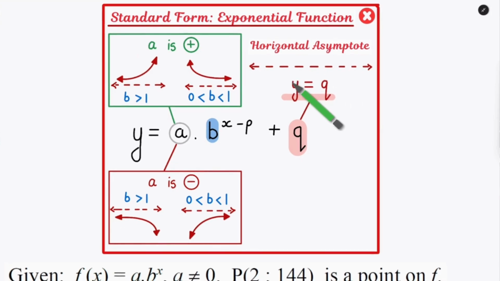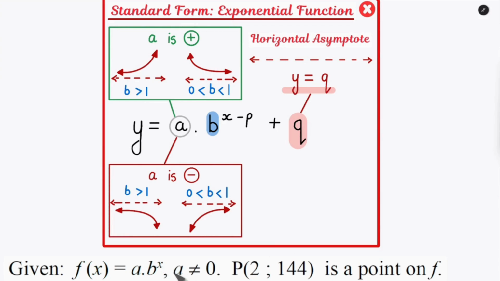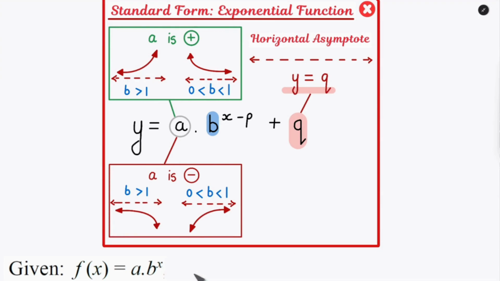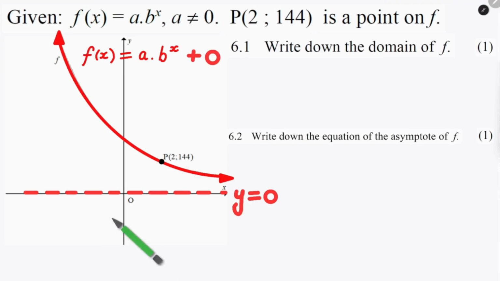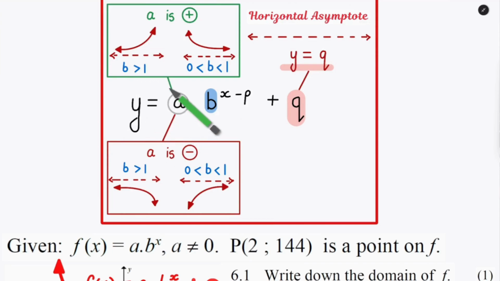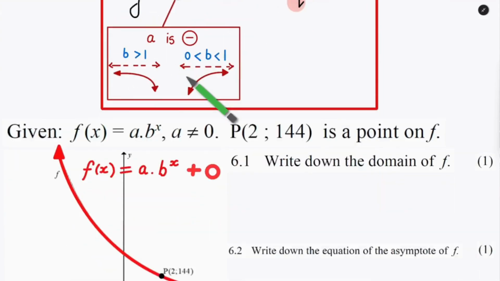Now with our particular equation, do you see how they're not adding anything at the end? If they're not adding anything at the end, we assume they're adding 0. So now we know where our asymptote is, and we can color code our graph accordingly. So we have an exponential function. Check out the shape of this exponential function. It's adopting this shape here. So I already know my a value is going to be positive and my base is going to be smaller than 1 but bigger than 0 at the same time.